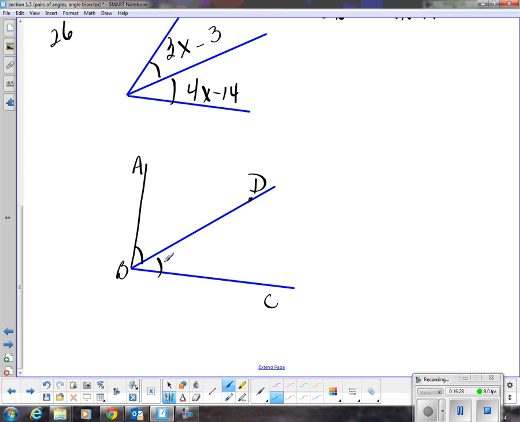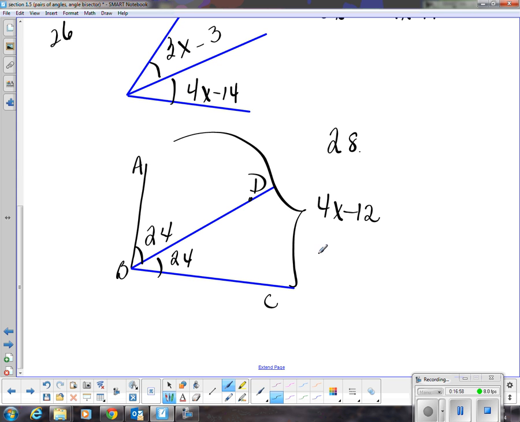And I am going to do number 28. They told us that angle ABC, in other words this whole thing, is 4x minus 12. They told us in 28 that ABD is 24. If ABD is 24, then DBC must also be 24 because of our marks. So we know angle bisector, we know part plus part equals our whole.